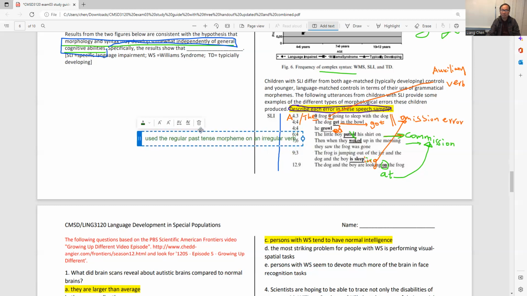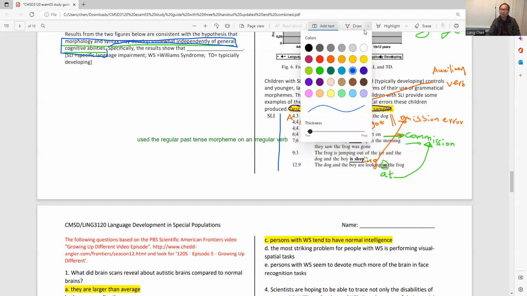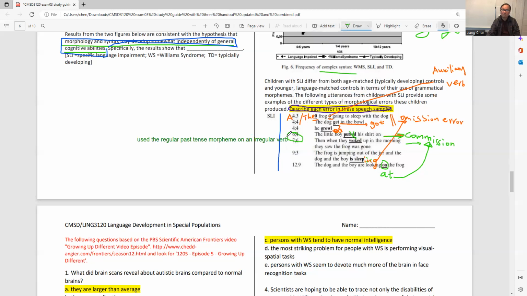This two, this two is the, so it is also a commission error.